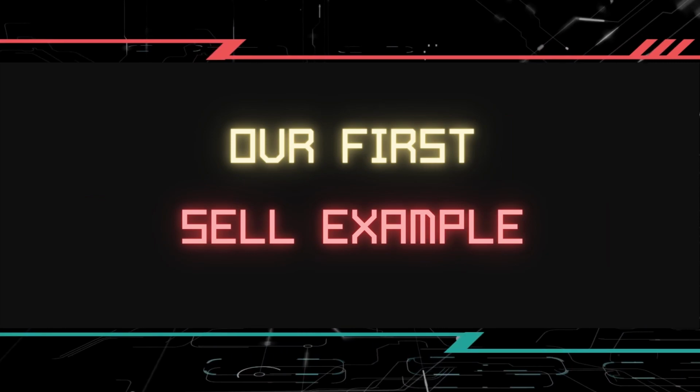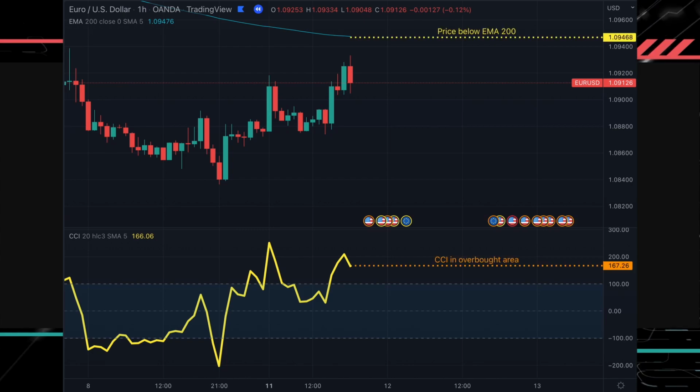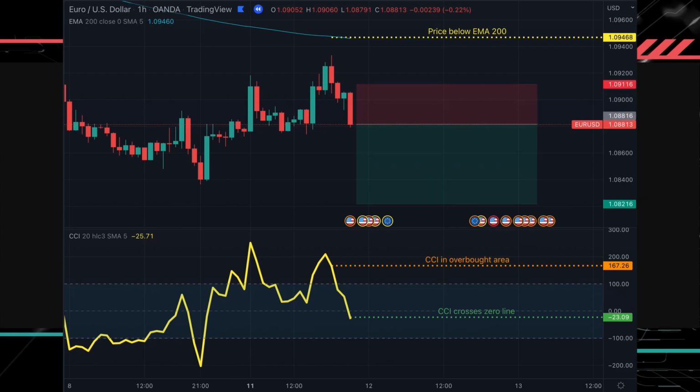Our first example is the Euro/USD on the 1-hour time frame. First, the price is below the 200 EMA. Second, we wait for the CCI value to enter and exit the overbought level. Third, we wait for the CCI value to cross the zero line. Finally, we will enter a sell trade at the close of the candle.